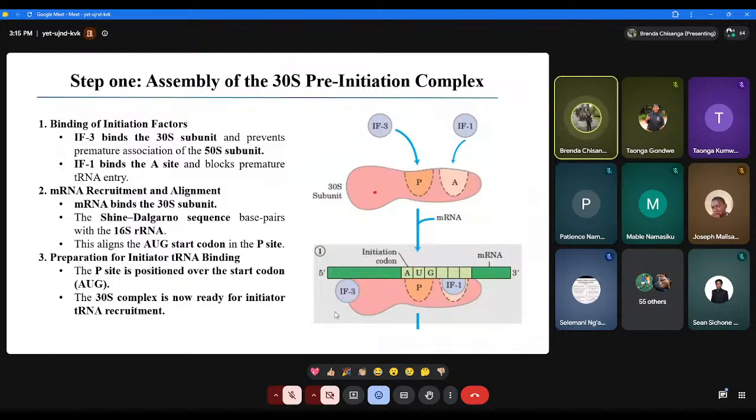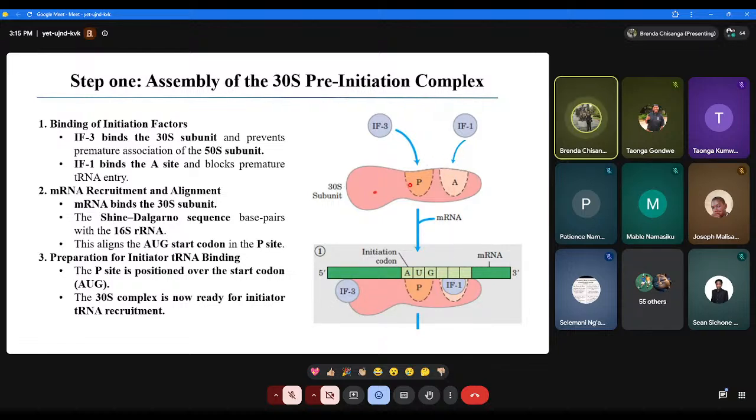So now, how do we assemble the 30S pre-initiation complex? I'll draw your attention to this figure. What you see here in pink, if it is pink on your side too, is the small ribosomal unit. And what we see here is the amino acid site, I'll just refer to it as the A site. And this is the peptidyl site, the P site, where the peptide bond is formed. But you also know there's an exit site, the E site. Of interest right now, we are concentrating on the A site and the P site.